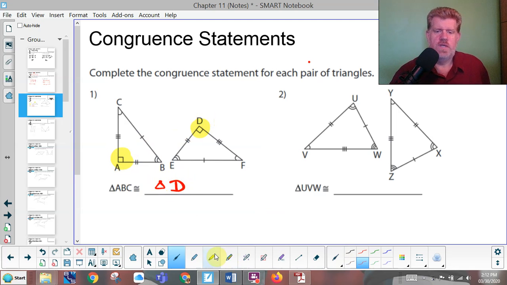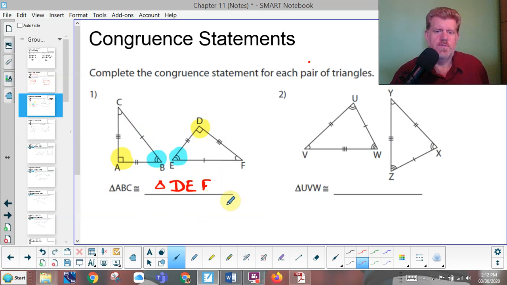All right. B, and you can see the way it's marked here. It's marked with two separate lines, two little squiggles there. Same with E. That's one way to mark a triangle, and I'm going to show you another way as well. So B and E have to go together. B is the second letter, so E has to be the second letter. And that leaves C and F.